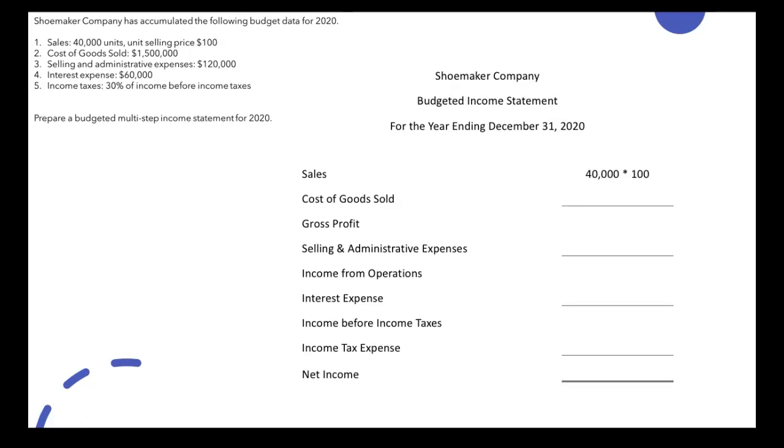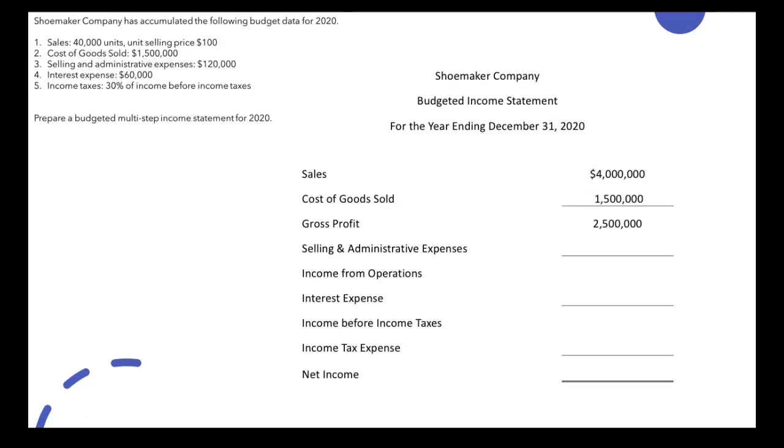So for sales, we sold 40,000 units at a unit selling price of $100. So we multiply those together, and it shows that we had $4 million in sales. Now, cost of goods sold, we just solved for that. That's going to be $1,500,000. And now for our gross profit, we take our sales minus our cost of goods sold, leaving us with $2,500,000. So that's our gross profit here for the year of 2020.